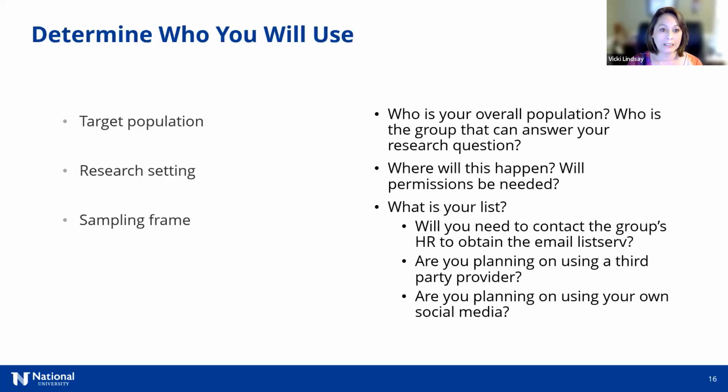Next slide, please. Now, your target population is the next group on the 13 steps that are needed. And this is the broad group of people who meet your criteria for this study. You're going to think, who is your overall population? And then you're going to determine who your target population is. Who can actually answer that research question for you?